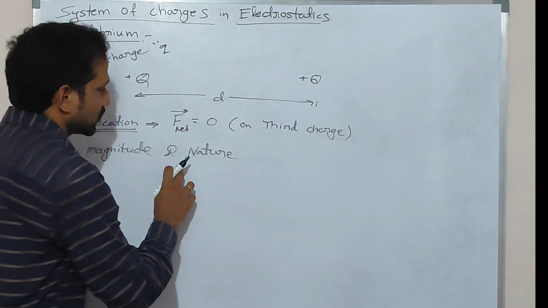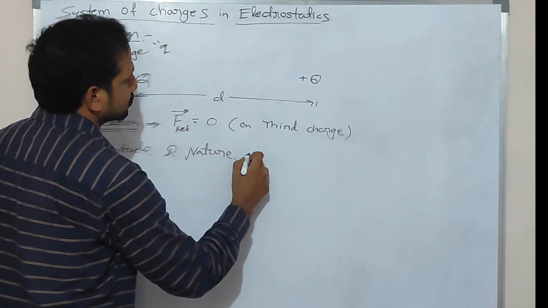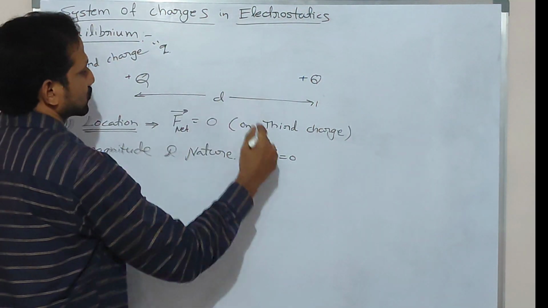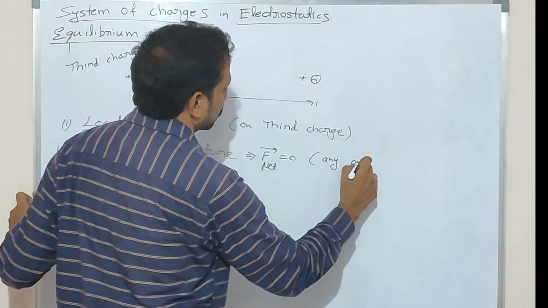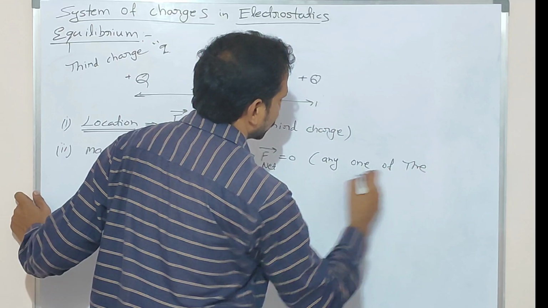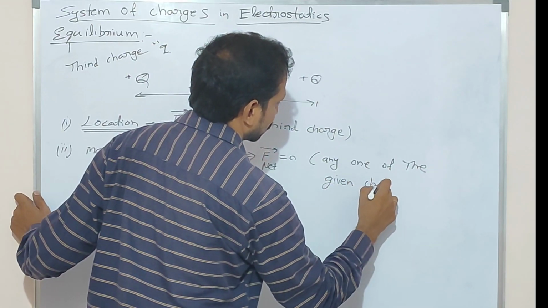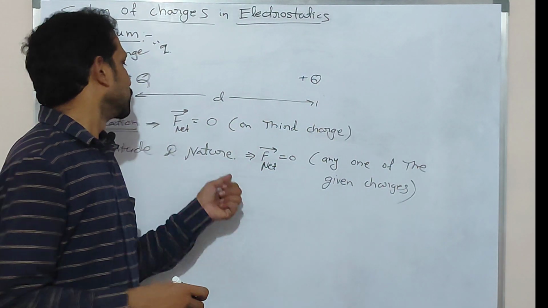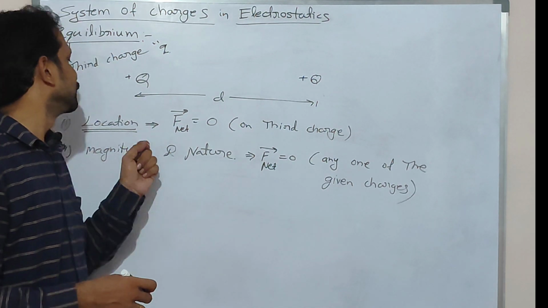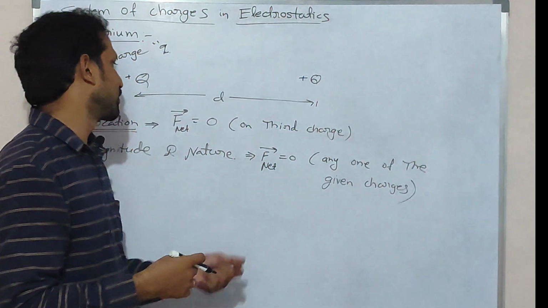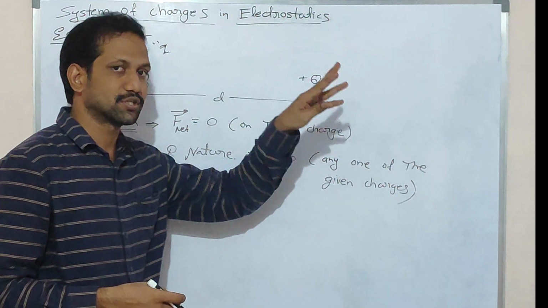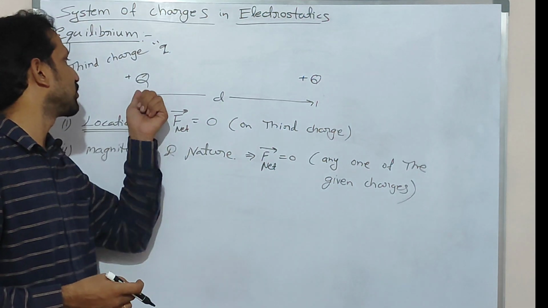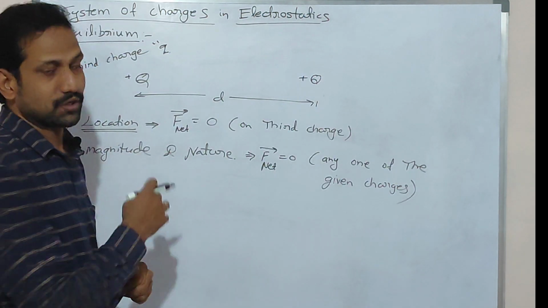To find the magnitude and nature of the third charge, equate the net force acting on any one of the given charges to 0. That means, if you want to find the location of the third charge where you want to keep it, you have to equate the net force acting on the third charge to 0. If you want to find the magnitude and nature of the third charge, then equate the net force acting on any one of the given charges to 0. So that we are going to discuss actually.